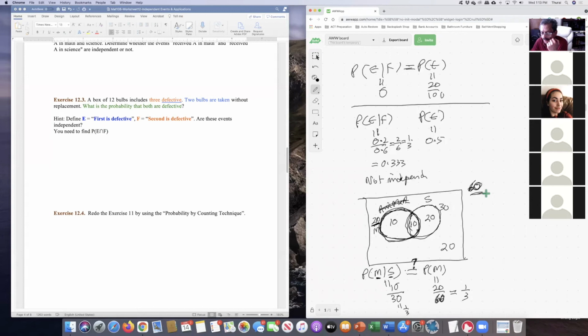M given S? No, I don't. Okay. Probability of M given S means S has already occurred. That means you're now here. So you're limited to these 30 elements. There are 30 elements here. So that 30 is your denominator. Out of those 30, how many elements will make the M happen? These 10. Oh, 10. Okay.